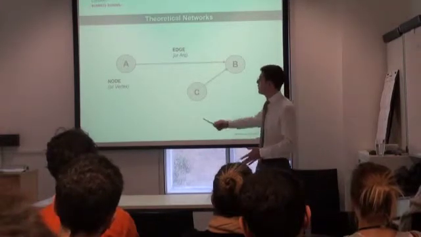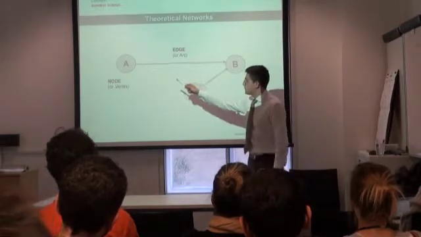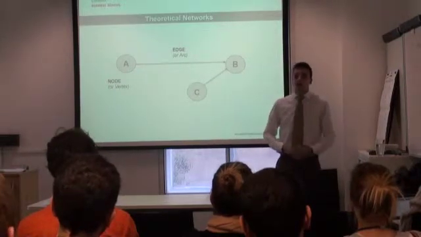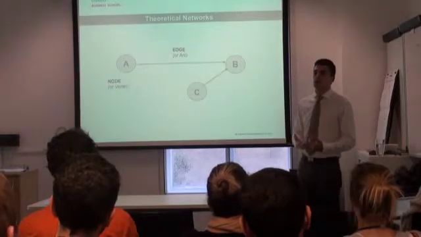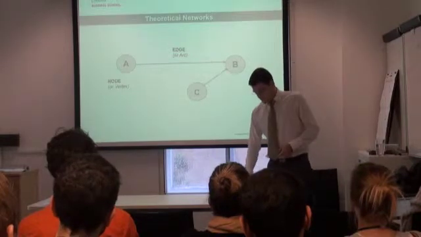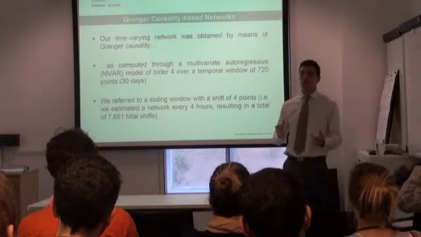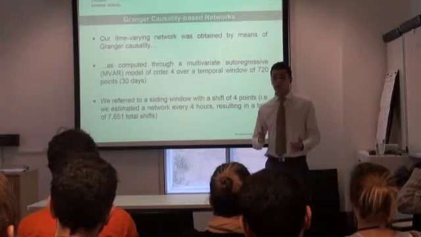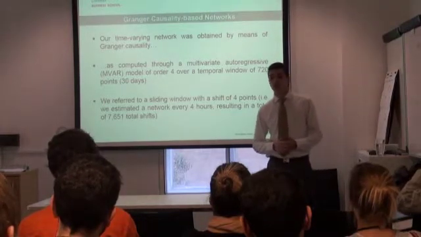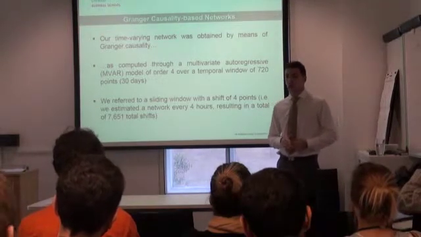So for example, if we have an electricity price A and electricity price B, and there is an arrow direction from A to B, that means that this arrow must have a weight, which is given by the degree of linear pairwise Granger-causality. So by Granger-causality, we are giving a weight to the relationship between an electricity price A and an electricity price B. In fact, our time-varying network was obtained by using Granger-causality.